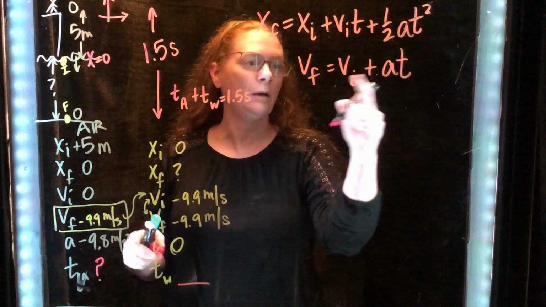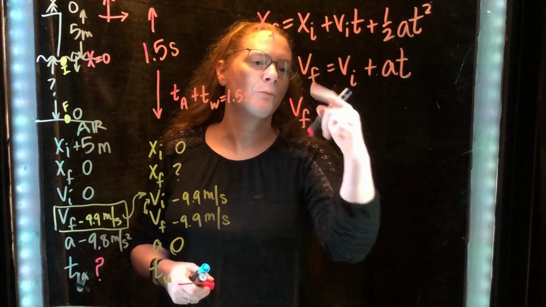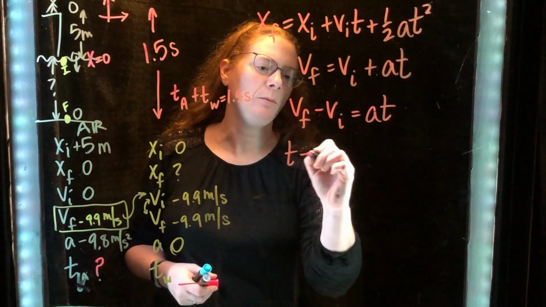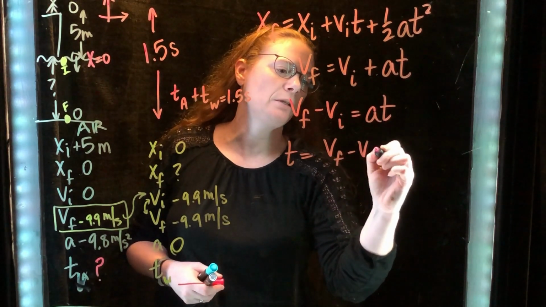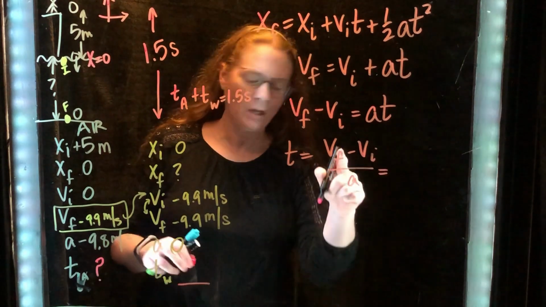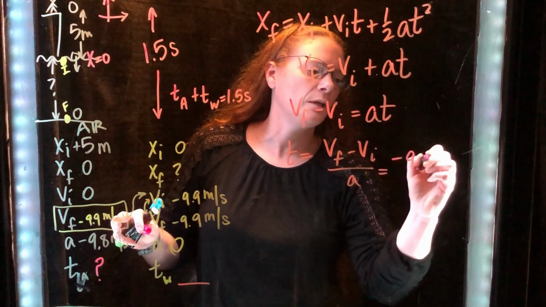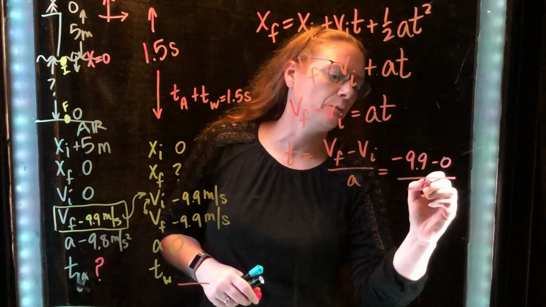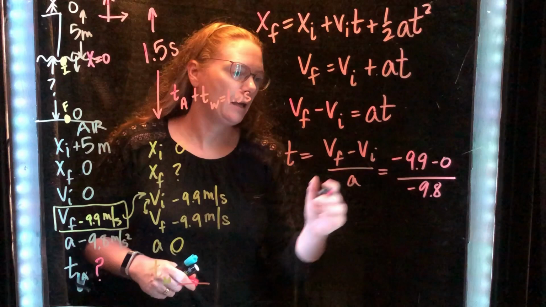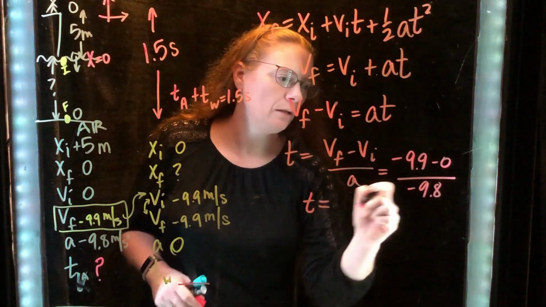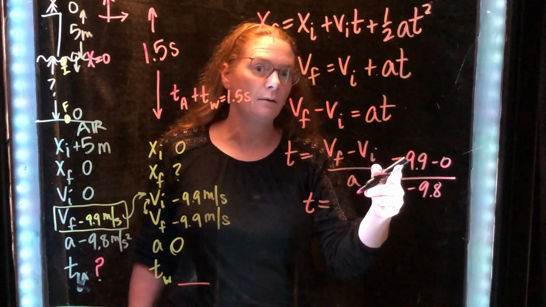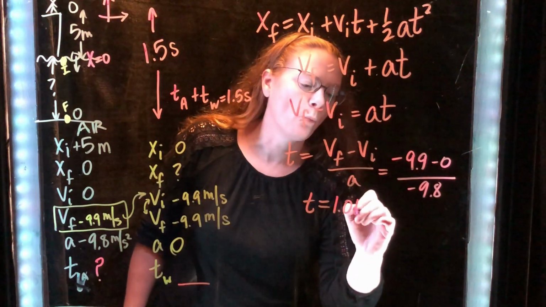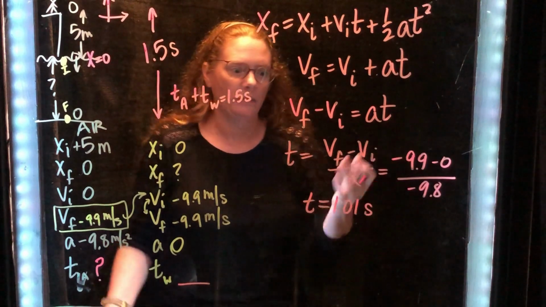Okay, so v final, I'm looking for time. V final, I'm going to subtract v initial over, equals at, so my time is going to be v final minus v initial over my acceleration. V final, negative 9.9. V initial, minus 0, over acceleration, negative 9.8. Negatives will cancel each other out, and I can say that's pretty darn close to 1. I think it ends up being 1.01 seconds. Just use 1, that's fine.